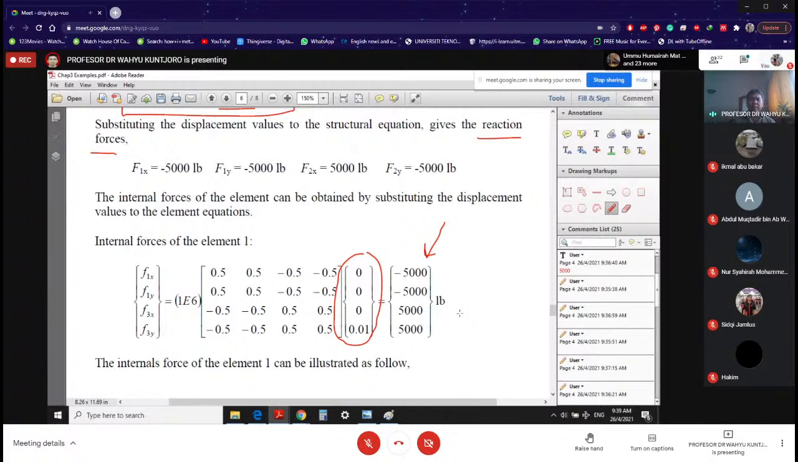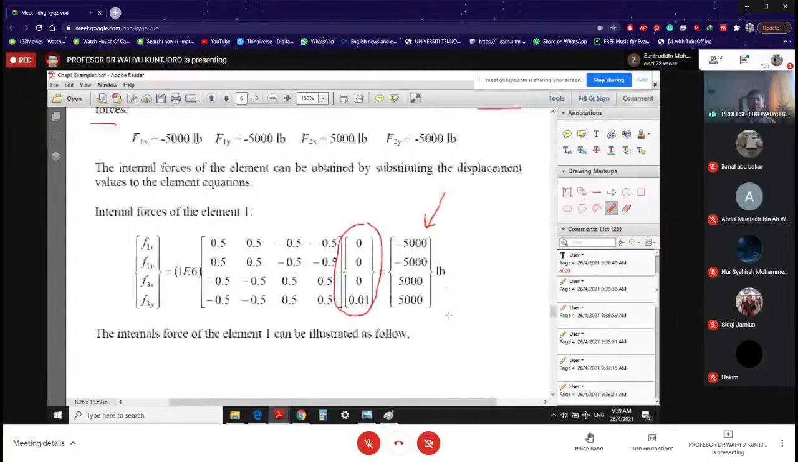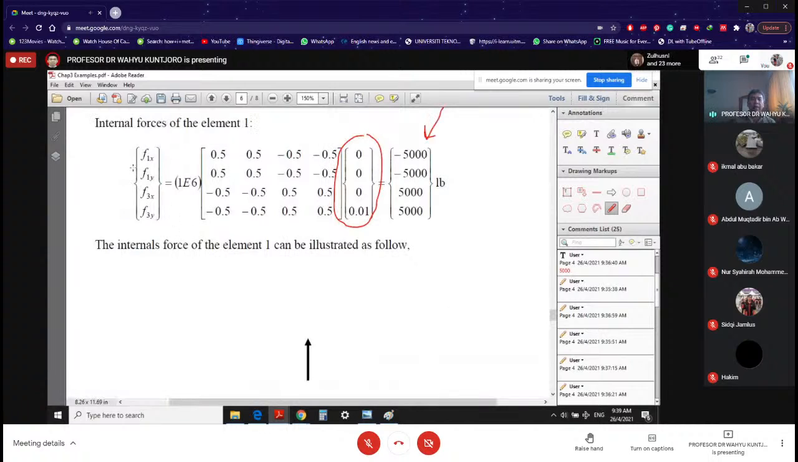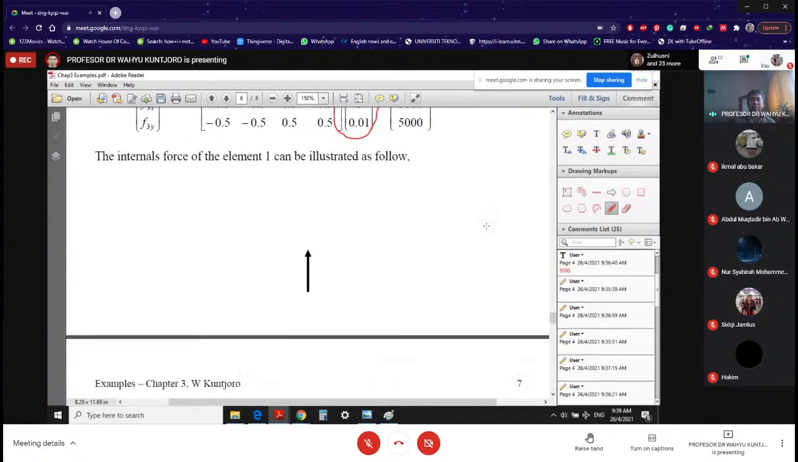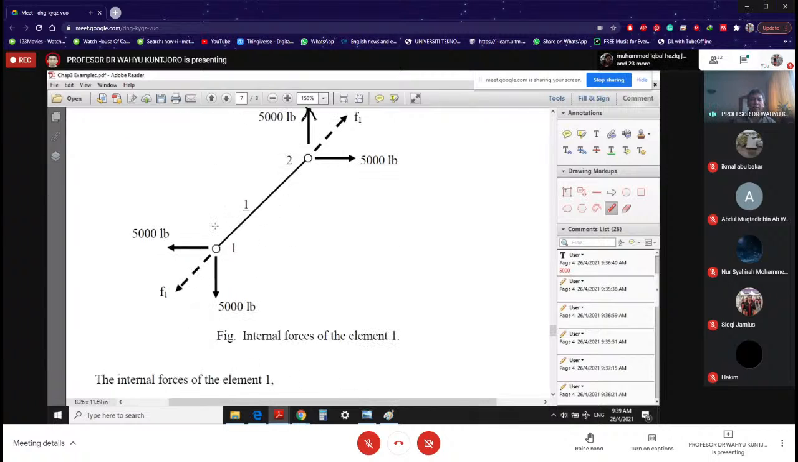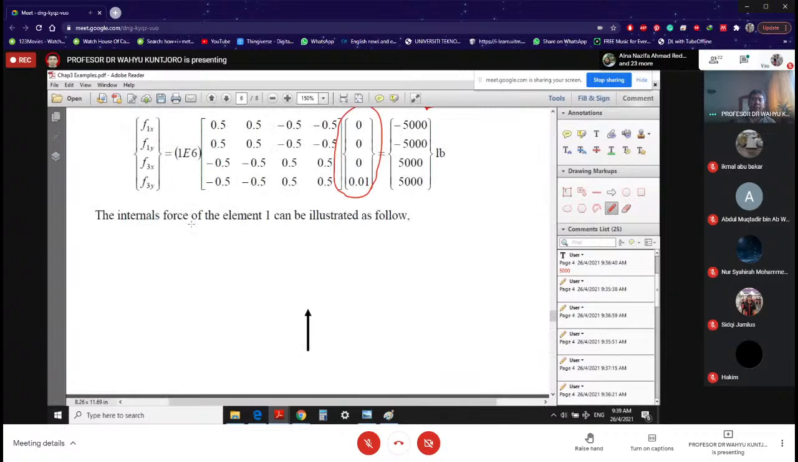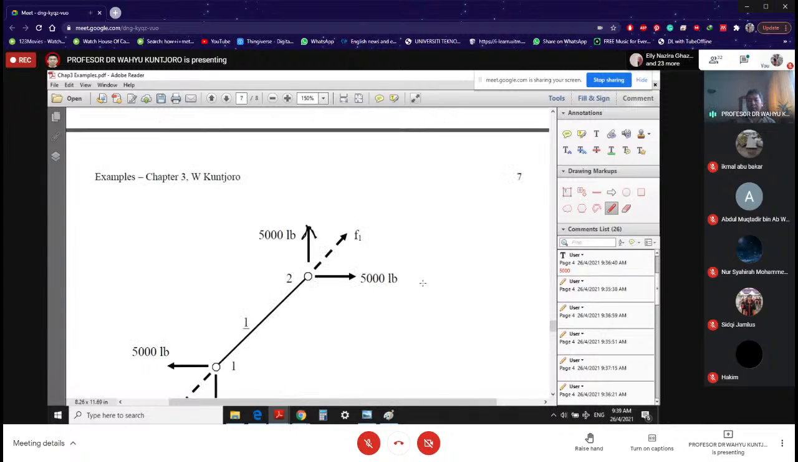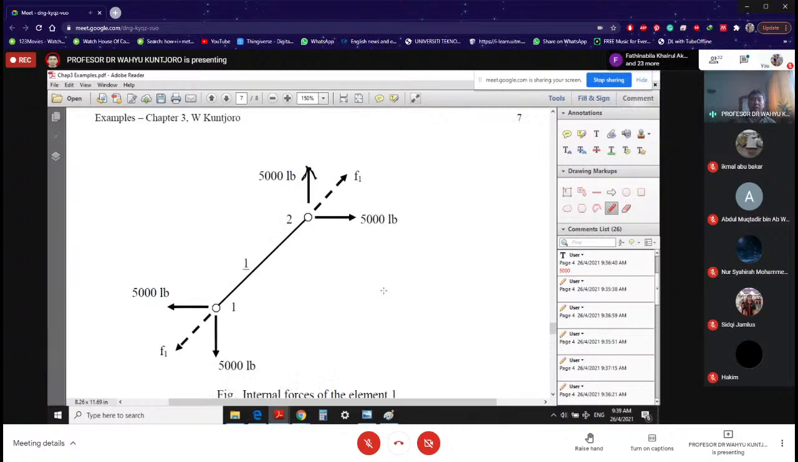What you need to do now is attach this internal force to our element. F1x, F1y, minus 5,000, minus 5,000. Minus 5,000 meaning to the left, minus 5,000 meaning going down. Now, F3x, F3y, both are positive. So, 5,000 F3x, 5,000 F3y. So now you have your internal force.